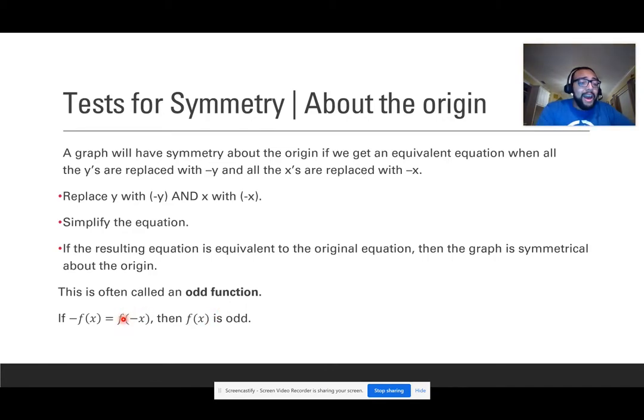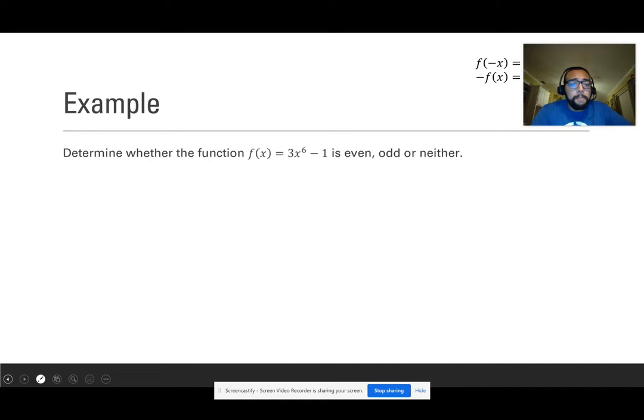Notice here, I didn't really go the long route with this. This first bullet is all covered in here. It says replace y with negative y, and we're doing that here, and x with negative x, and we're doing that here. So if this statement is true, that means we have an odd function, or symmetry about the origin. Now there are different ways to go about this.